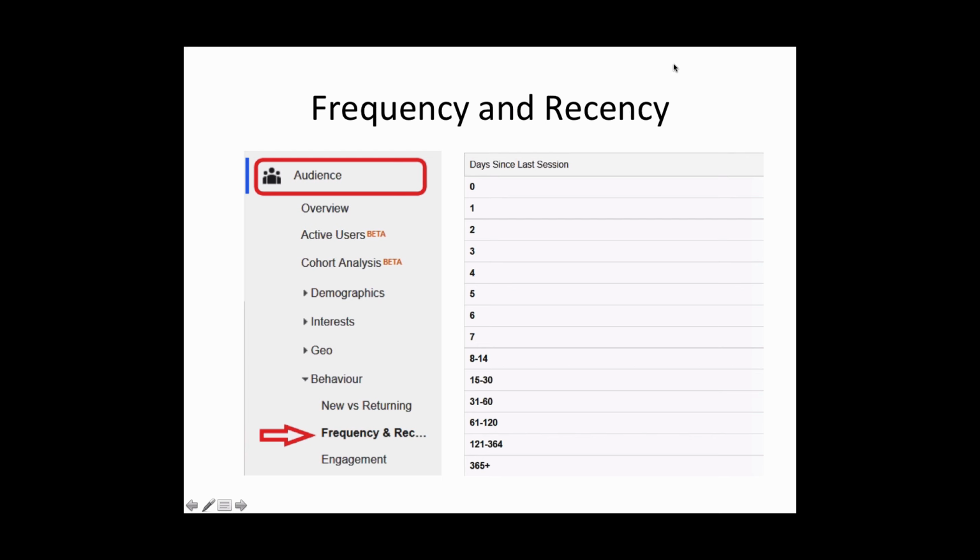So if you know that you've got strong returns on a weekly basis, then you want at least a weekly sort of new thing going up. And if you want to stay a little bit ahead of that curve and encourage people to come even more frequently, you might look at publishing twice a week.